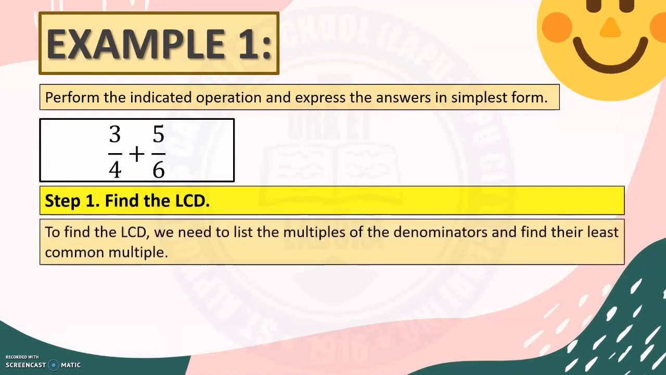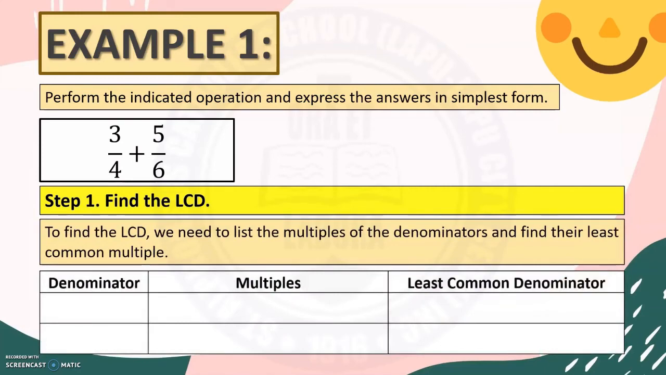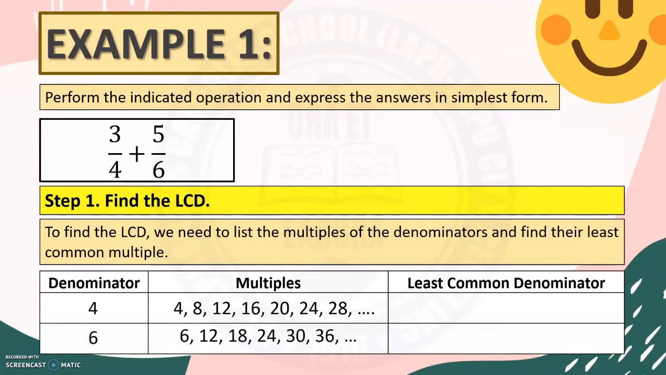Our first denominator is 4. The multiples of 4 are 4, 8, 12, 16, 20, 24, 28, and so on. While our second denominator is 6. The multiples of 6 are 6, 12, 18, 24, 30, 36, and so on. As you can see, we have two common multiples, but the least common multiple is 12. So our LCD is 12.